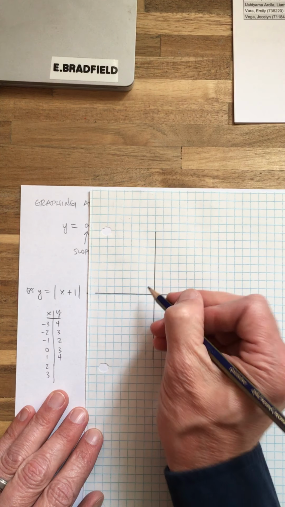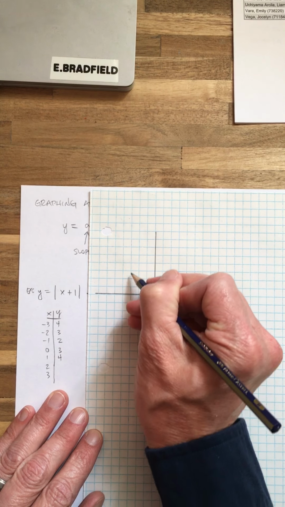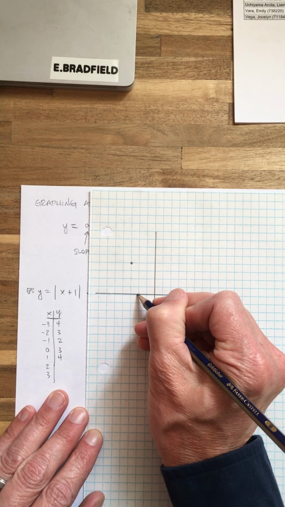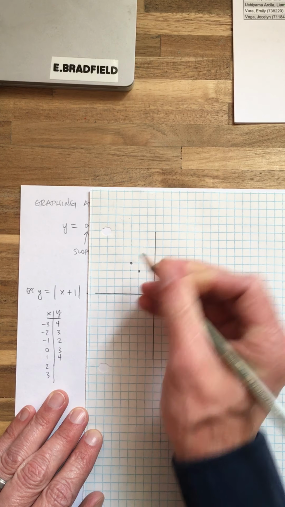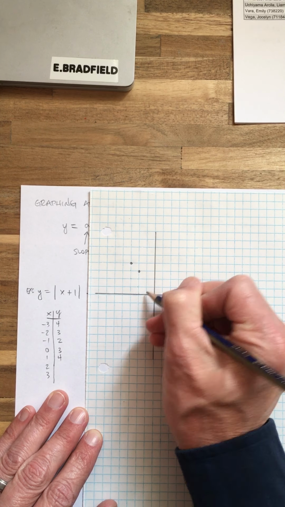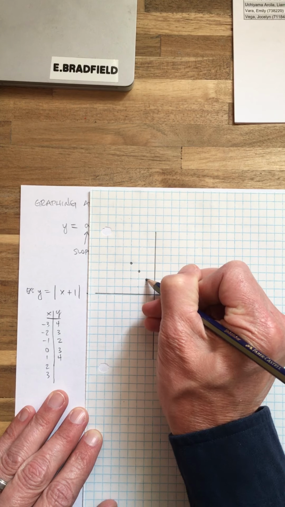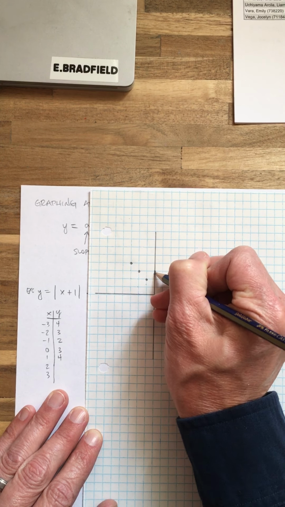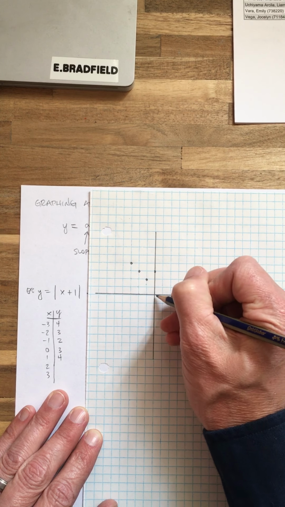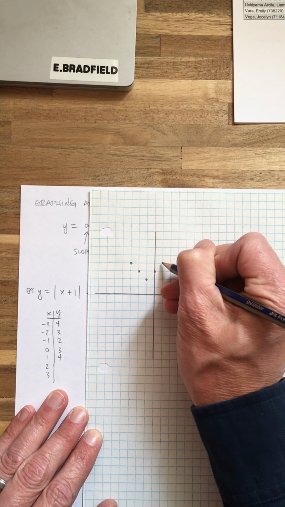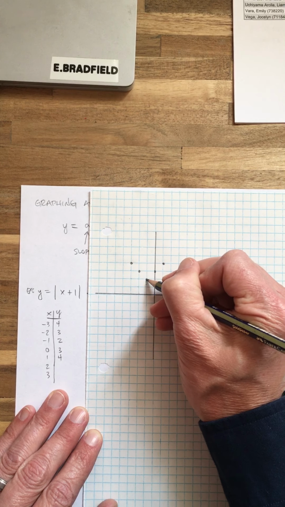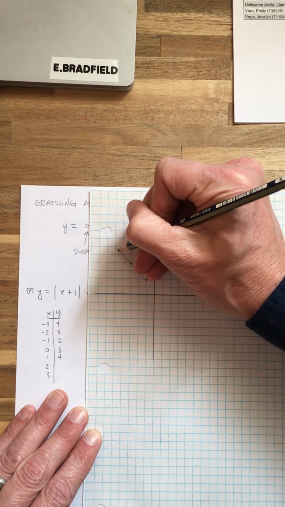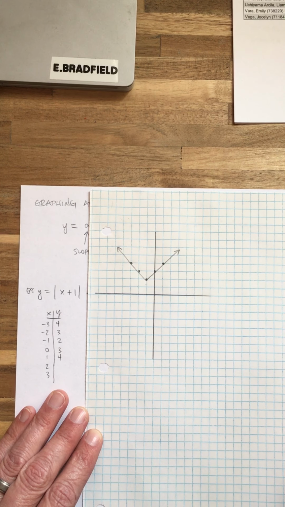We have -3, comma 4, so 1, 2, 3, comma 1, 2, 3, 4. -2, comma 3, so 1, 2, comma 1, 2, 3. We have -1, comma 2, right there. 0, comma 3, 0, 1, 2, 3, and 1, comma 4. 1 over 1, 1, 2, 3, 4. All right, and there is my V shape. You're always going to get a V shape every time you do the absolute value, okay?